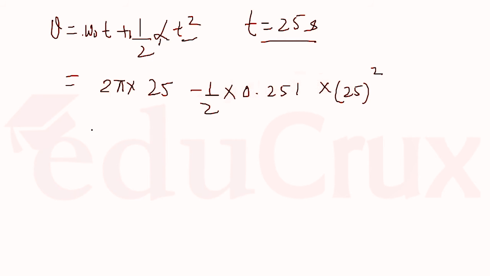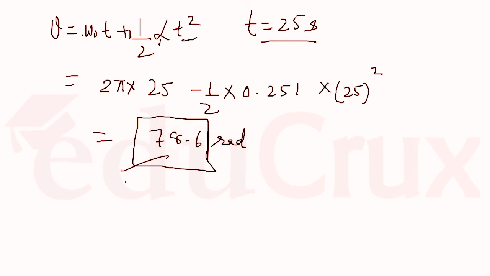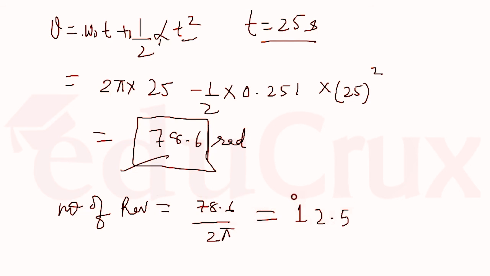When we solve this complete equation, we have 78.6 radians. This is our theta. Now we need to calculate the number of revolutions, which is equal to 78.6 divided by 2 pi. When you solve this, it will be 12.5 revolutions. So our fan revolves 12.5 complete revolutions before it comes to rest. So 12 complete revolutions and 0.5 means half a revolution. So these are the number of revolutions.